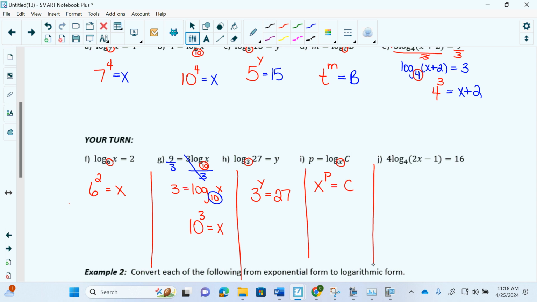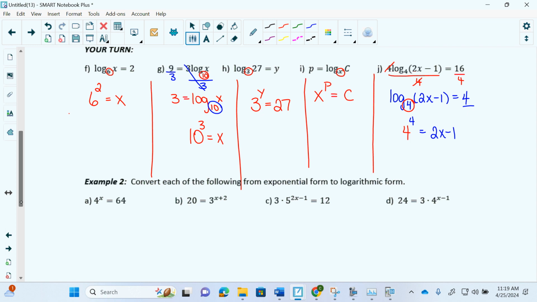What's the problem with J? There's 4 pieces of information, and I can't start to convert unless there's 3. So what's the first thing I'm going to have to do? Divide the 4 from both sides. And I get log base 4 of 2x minus 1 equals 4. Okay, what's my base here? 4. What's the exponent going to be? This one, right? And then it's going to equal what's left over, which is? Perfect.